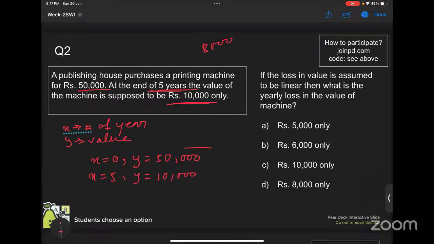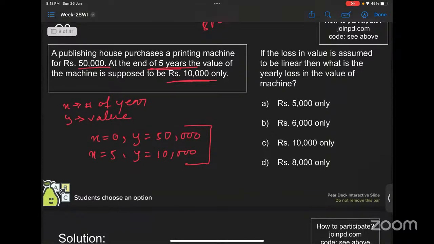So this is the data we have. Now we have to find what is our question. If the loss in value is assumed to be linear, then what is the yearly loss in the value of the machine? So basically we have to calculate the yearly loss. First step is we can calculate the total loss. What will be the total loss? The purchasing price minus the selling price, right?